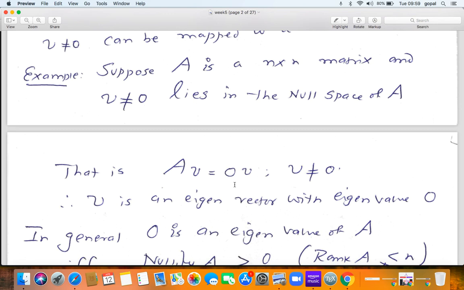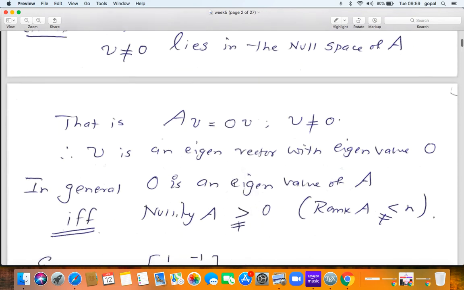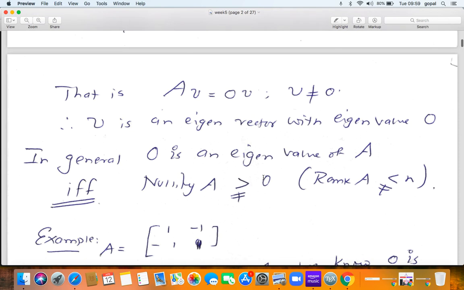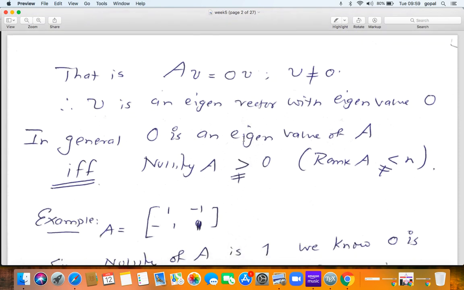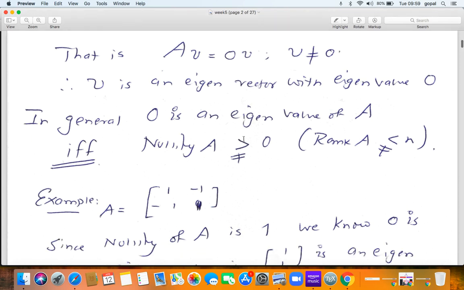Remember, an eigenvalue can be 0. An eigenvector is non-zero. So v is an eigenvector with eigenvalue 0. Obviously, the converse is also true. In general, 0 is an eigenvalue of A if and only if the nullity of A is positive, or equivalently, the rank of A is strictly less than n. So this is another example of an eigenvector. Third example, I take a matrix A to be 1, minus 1, minus 1, 1.